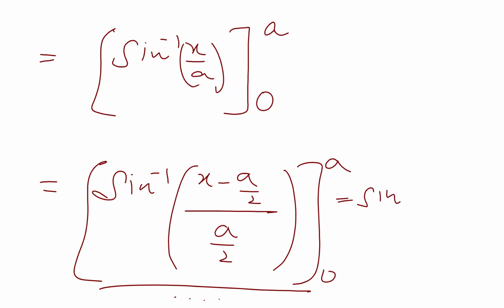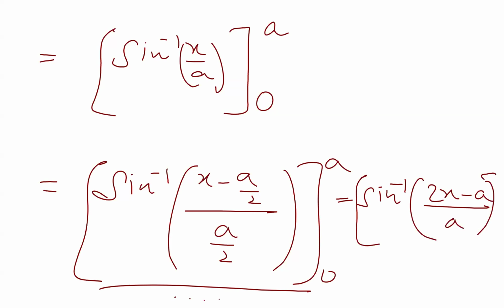So this is equal to sine inverse of (2x minus a) upon a, with limits a and 0. Now we have integrated and simplified. Now this is box minus box.